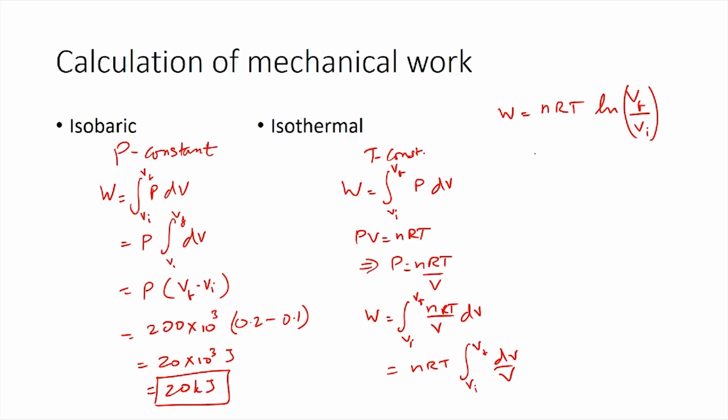We do not know the value for the number of moles, however, we can calculate it using the ideal gas law for the initial condition. nRT equals PV, which means n equals PV by RT. So, using the initial pressure and volume, we can calculate n. Initial pressure is 200 kilopascals, 200 times 10 power 3 pascals, times initial volume 0.1 meter cube, divided by R in SI units, which is 8.314, times temperature for the initial condition, which is 300 Kelvin.